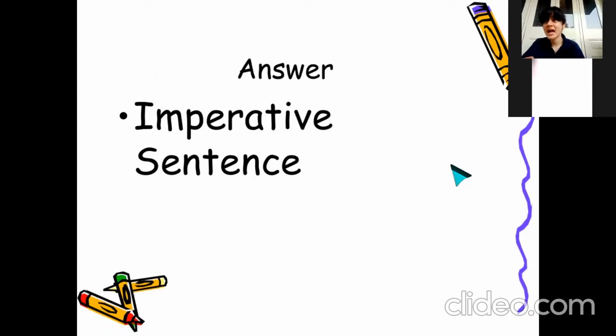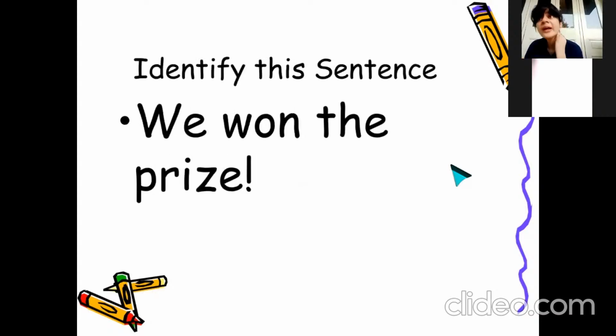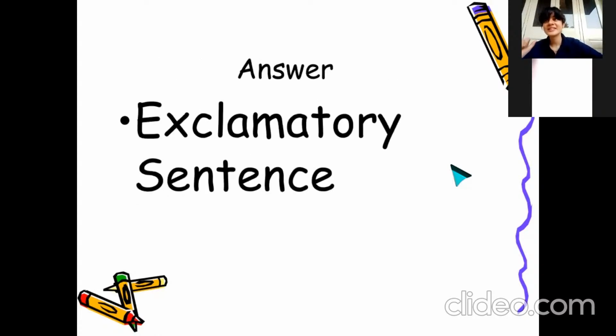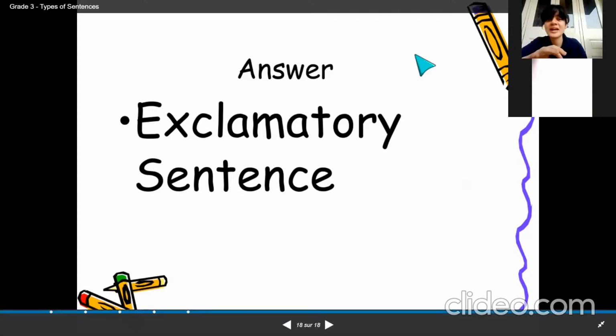And the last, we won the prize. So, what type of a sentence is this? We won the prize! It has an exclamation mark and it is expressing a strong emotion. So, this type of sentence is an exclamatory sentence. Yay! We finished this entire exercise. I'm so proud of each of you.